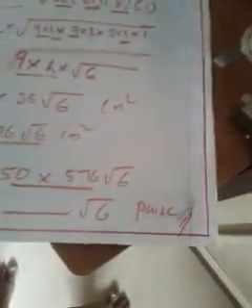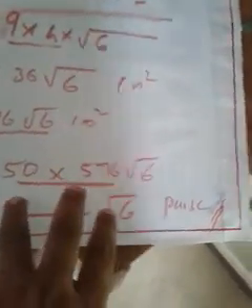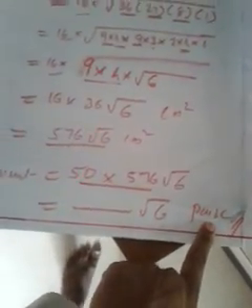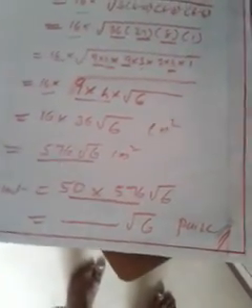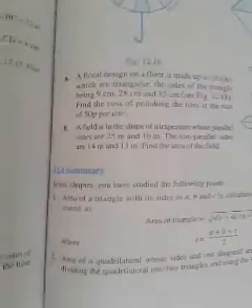And the amount will be in paisa. If you want, you can convert the paisa. Multiply 50 into 576, that amount you can write there. So root 6 as it is, that much paisa. If you want, you can convert paisa into rupees by dividing by 100 as you wish. So this is the method of solving.